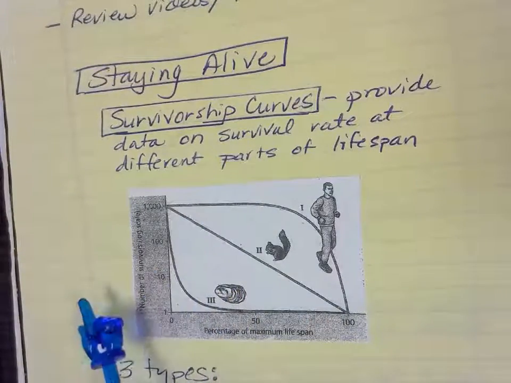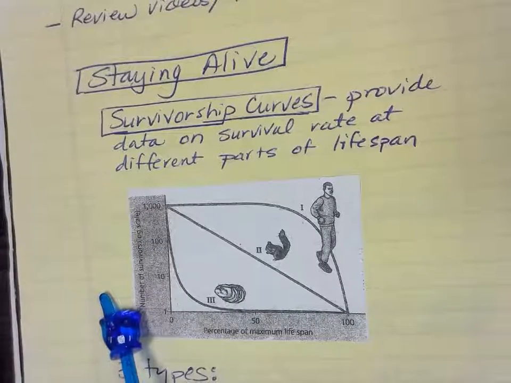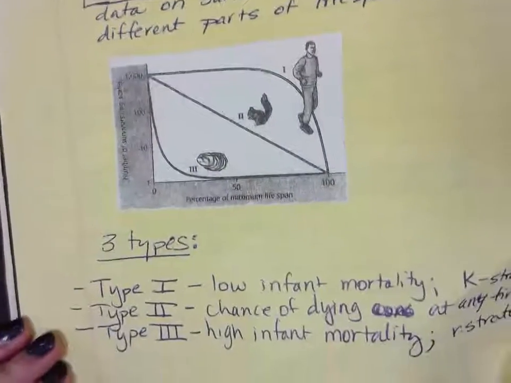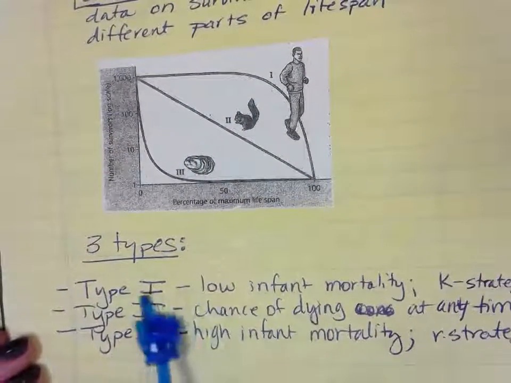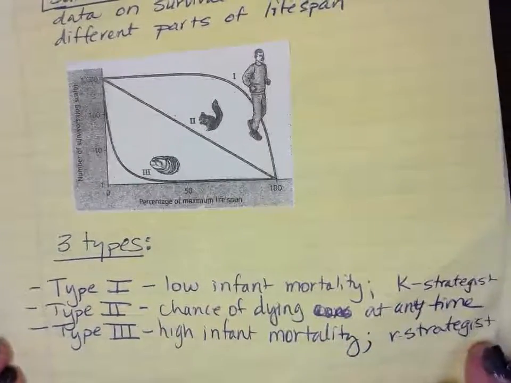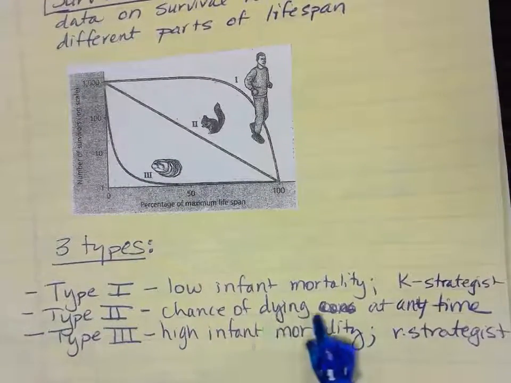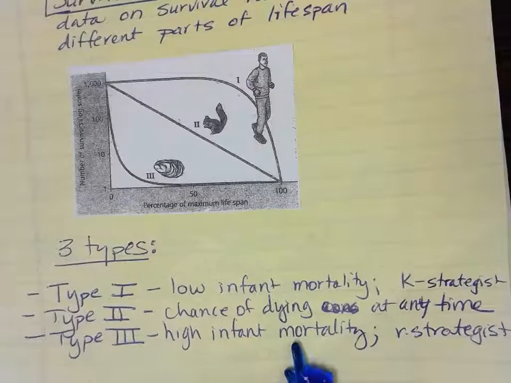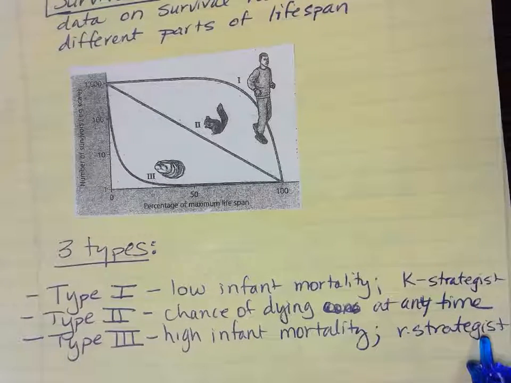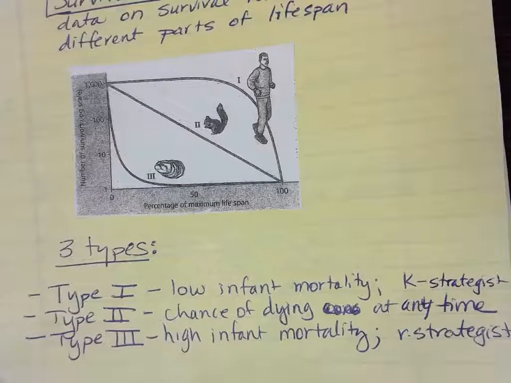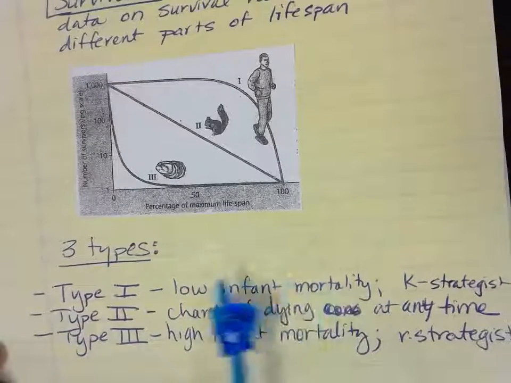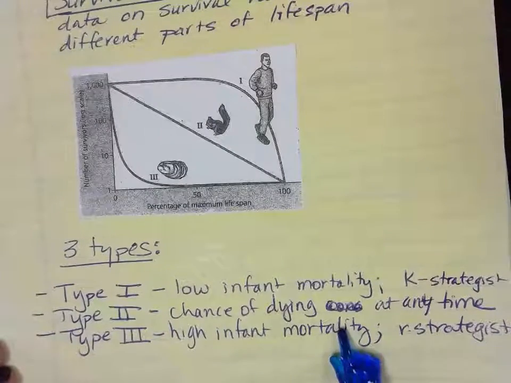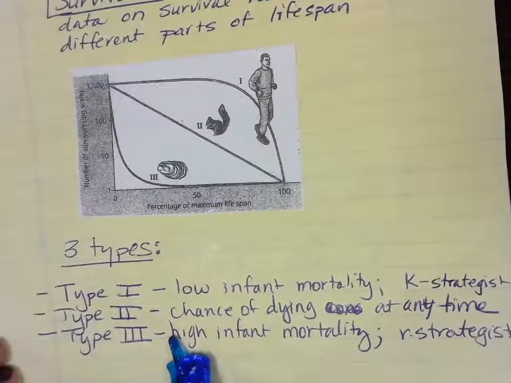And although it's a different relationship or a different concept than R versus K, you can see how it's very tightly intertwined with that. So we have type 1, low infant mortality and characteristic of a K strategist. Type 2, chance of dying could happen at any time during the lifespan. And type 3 has high infant mortality, and we're talking about R strategists. Again, don't forget that we're talking about survival. So if this is low infant mortality, we're talking about high infant survival. And if we're talking about high infant mortality, we're talking about low infant survival.